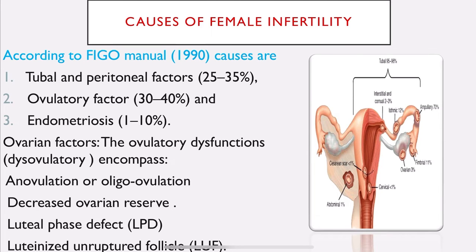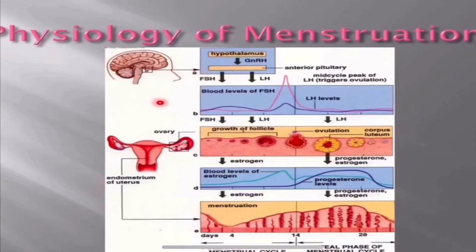Hope the ovarian factors are clear. Oligo-ovulation or anovulation, decreased ovarian reserve where the ovary is losing its normal reproductive potential, the luteal phase defect and luteinized unruptured follicle. Physiology of menstruation. Guys, the normal physiology will be explained here so that you understand the abnormal things which are happening in the ovaries which result in infertility.